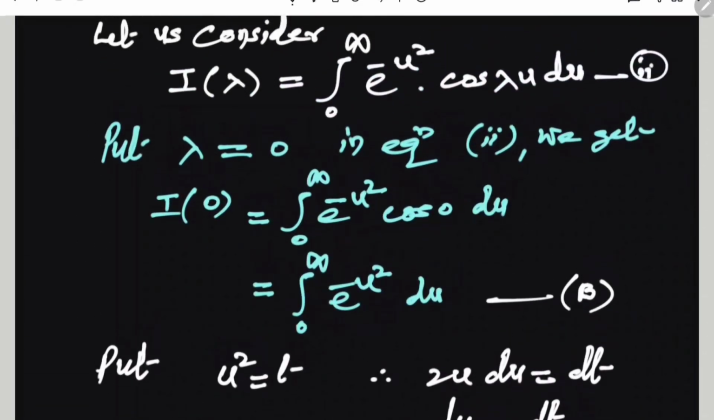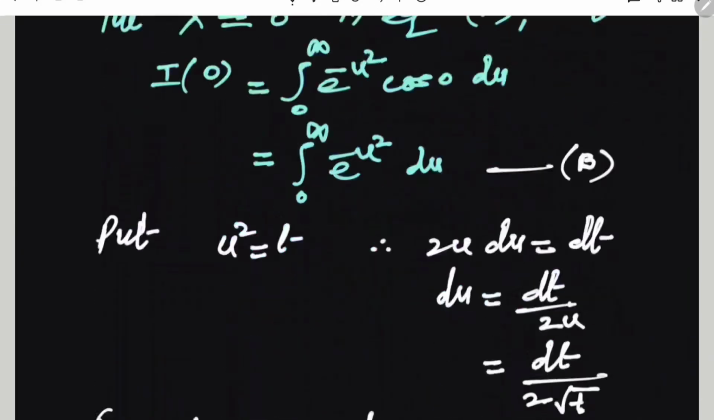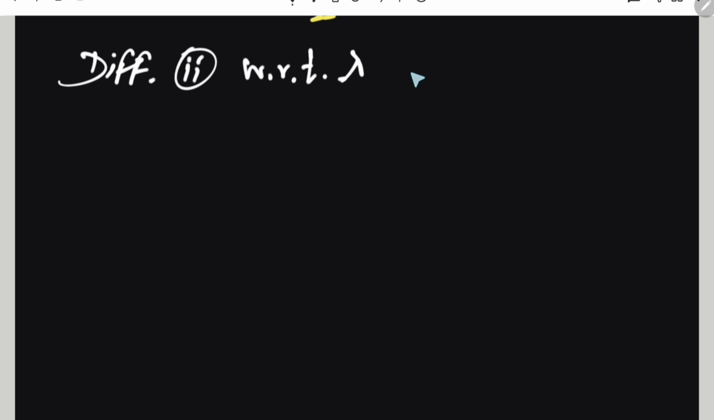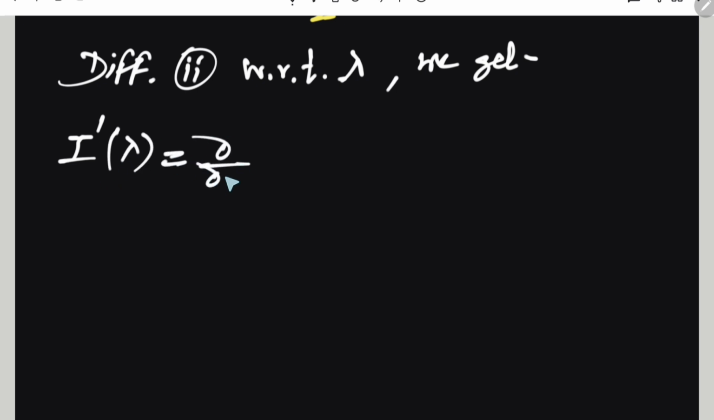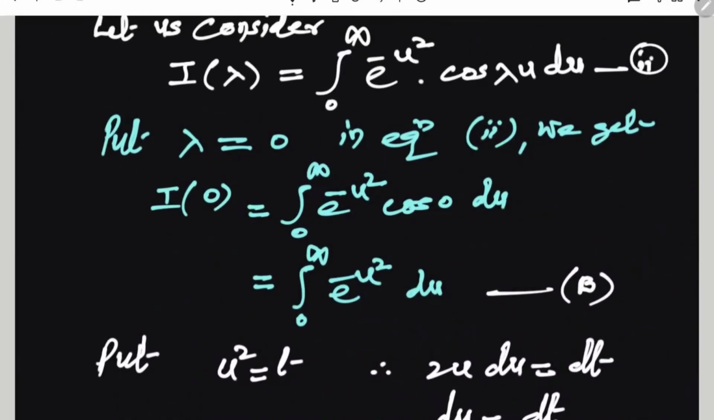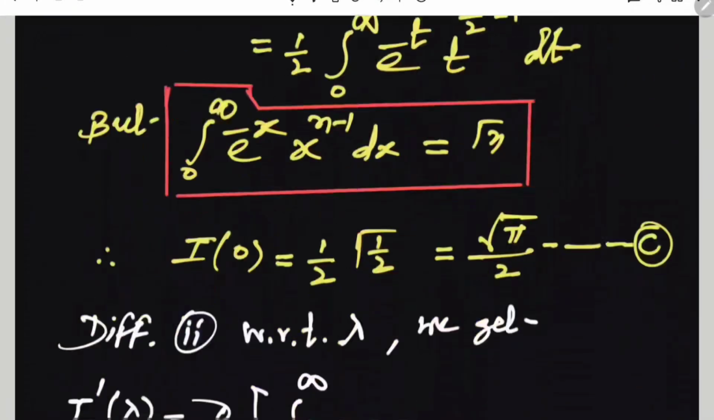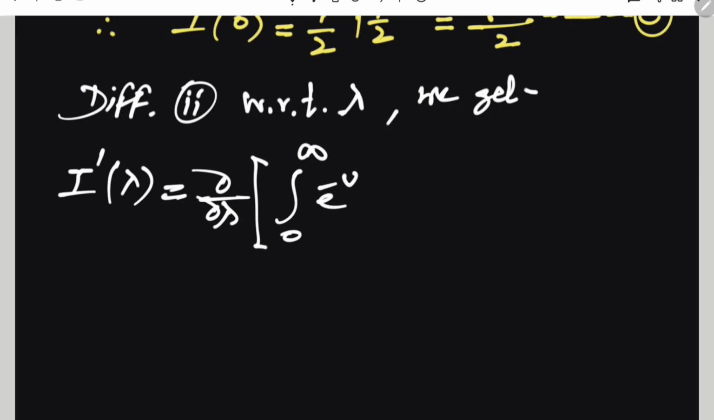Then differentiating equation 2 with respect to lambda, we get the derivative of I of lambda as I dash of lambda, and on the right hand side it is a partial derivative, therefore dou by dou lambda of the integral from 0 to infinity e raised to minus u square into cos lambda u du.